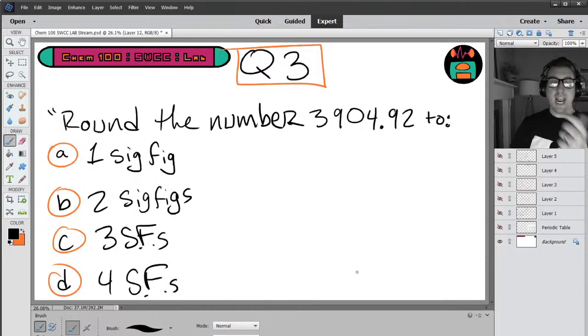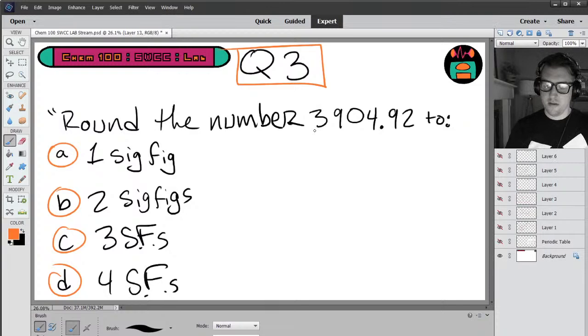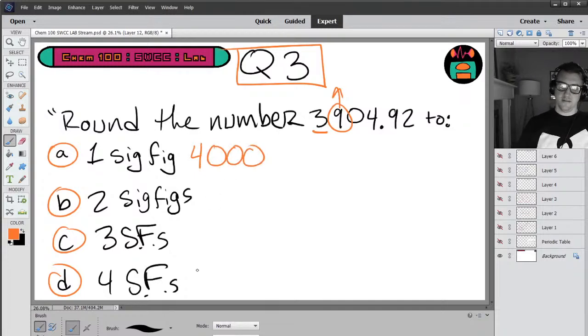All right, so for A, if we round this to 1 sig fig, we have to count 1 sig fig, and then ask, 9 rounds up. So A rounded to 1 sig fig is 4,000, right? Because that first digit will be the only significant figure in the number if it has 1 sig fig.